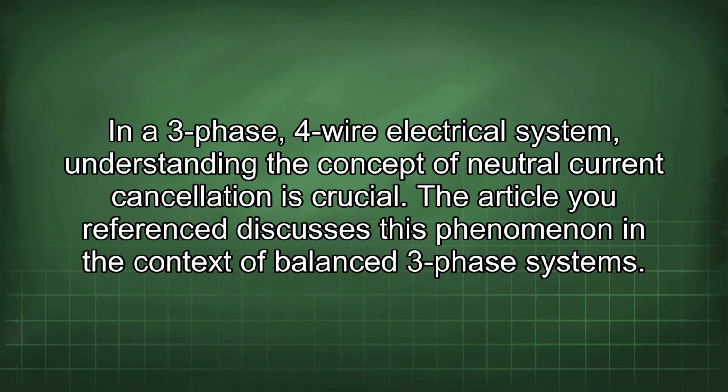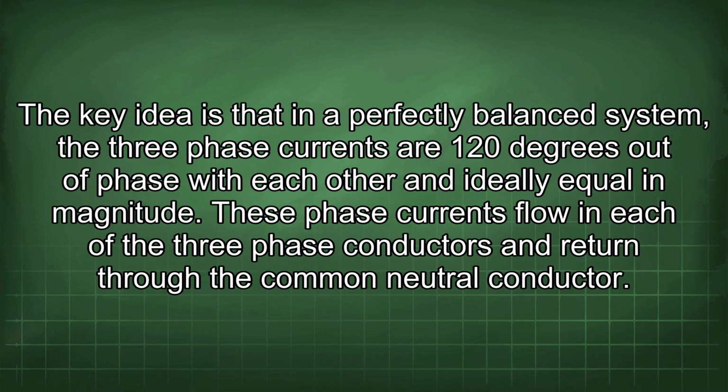In a three-phase, four-wire electrical system, understanding the concept of neutral current cancellation is crucial. The article you reference discusses this phenomenon in the context of balanced three-phase systems. The key idea is that in a perfectly balanced system, the three-phase currents are 120 degrees out of phase with each other and ideally equal in magnitude.